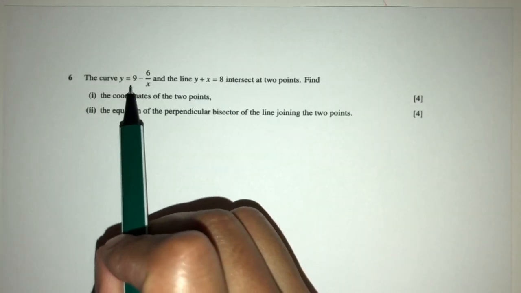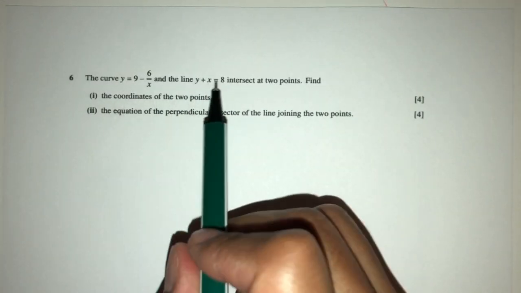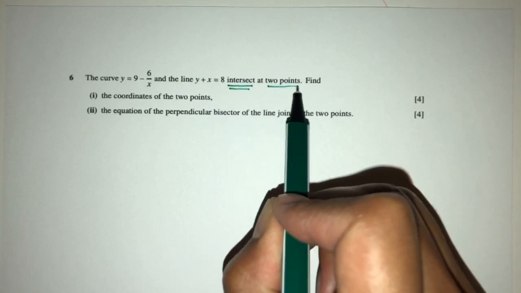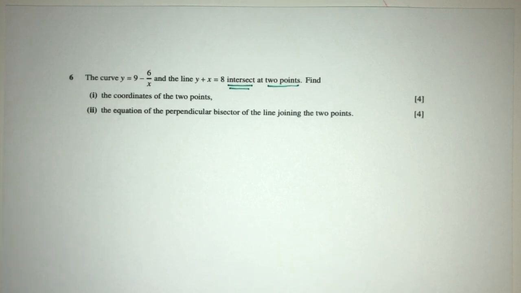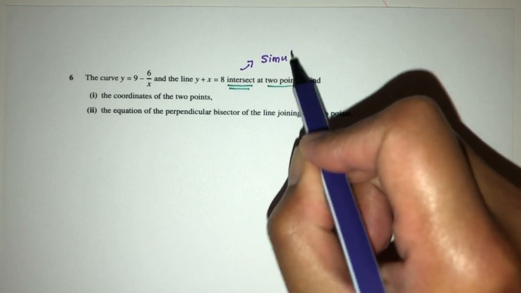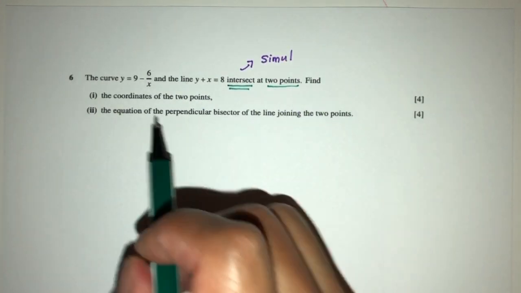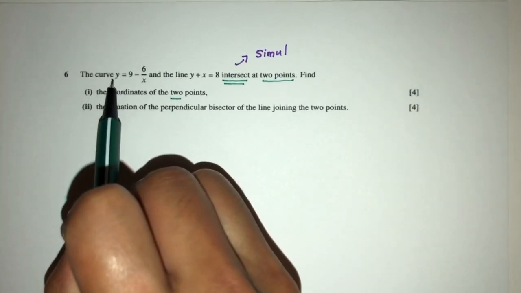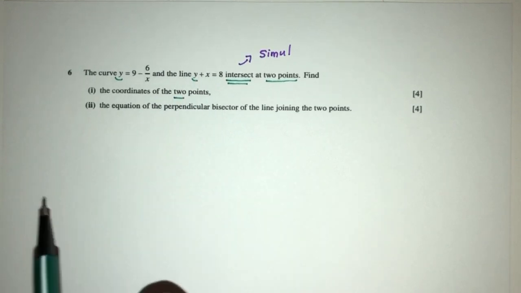The curve y equals 9 minus 6 over x, and the line intersect at 2 points. So they meet at 2 points. Again, whenever you see intersecting, meets, cuts, we understand we will have to be solving a simultaneous equation. Now part 1, we have to find the points of intersection. So pretty easy. Here we have y, and here we have y. We can substitute into each other.